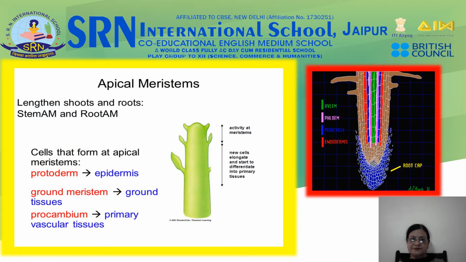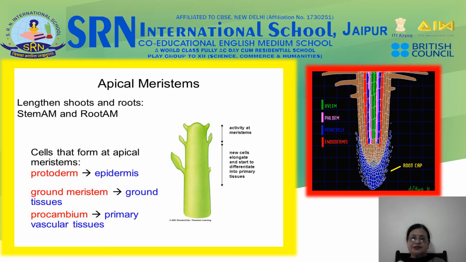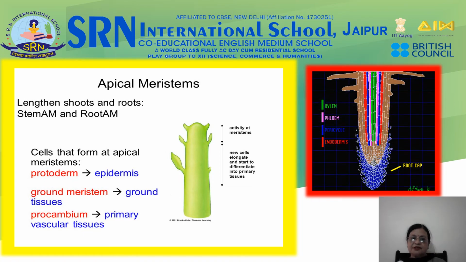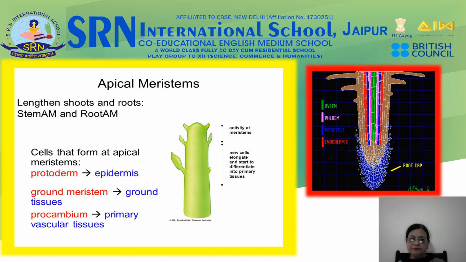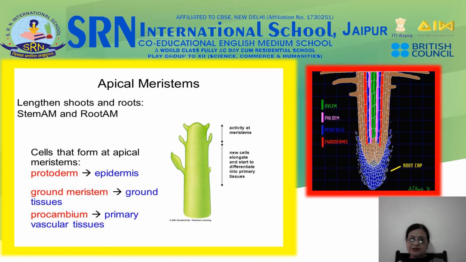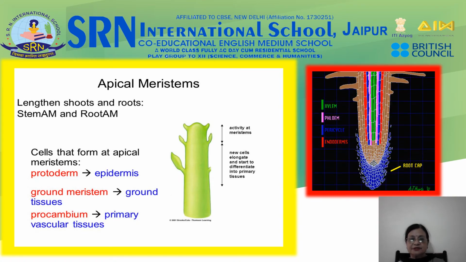Apical meristems. There are two types, stem apical meristem and root apical meristem. Both of them lengthen the shoots as well as roots. Cells that form at apical meristems are protoderm, which forms the epidermis, then ground meristem, that is ground tissues, and the procambium, that is the primary vascular tissues.